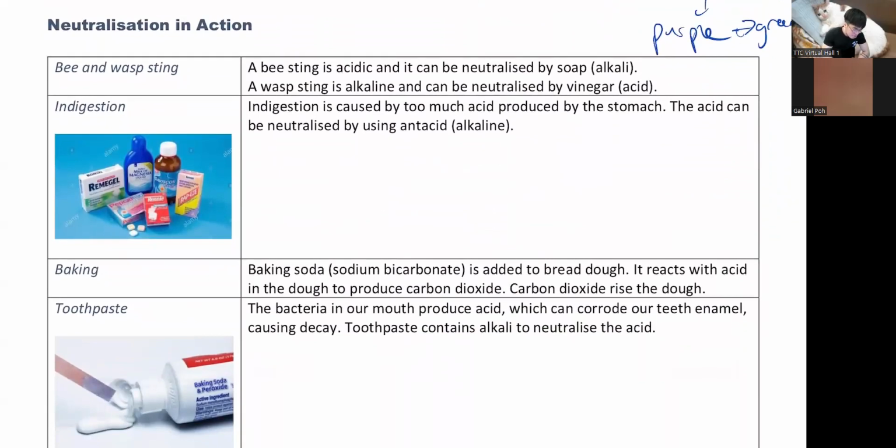Next, where do we see neutralization in real life? In action, bee and wasp stings. As I said before, a bee sting is acidic. When you're stung by a bee, you can put alkaline on it to neutralize it so you don't feel pain anymore. But a wasp sting is alkaline, and this time you need to use vinegar. There's a big difference.